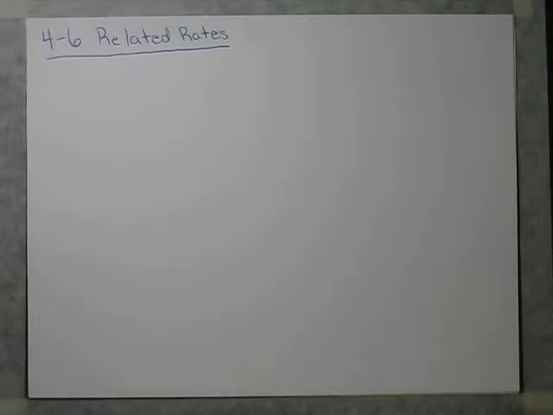So on 4-6 related rates, what it is: any equation involving 2 or more variables that are differentiable functions of time t. Okay, they can be used to find a variety of things. So that's what related rates are. They're going to relate different rates together. So 2 or more variables that are differentiable functions of time t.